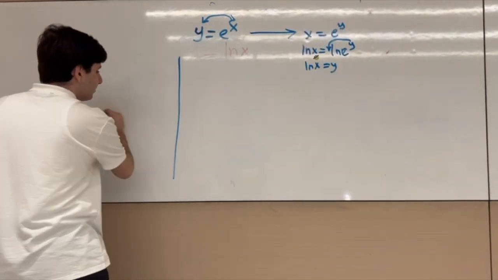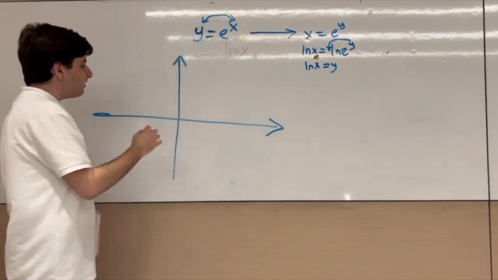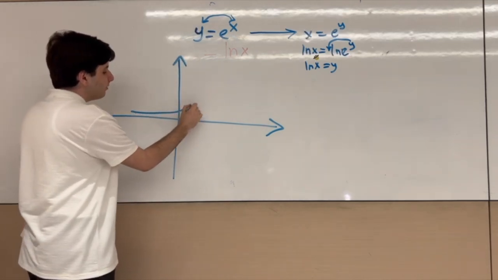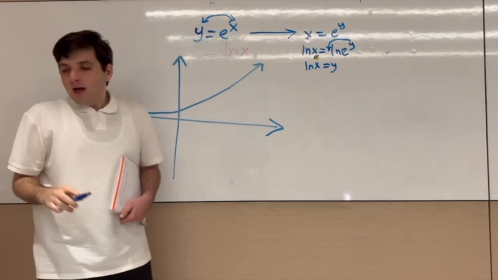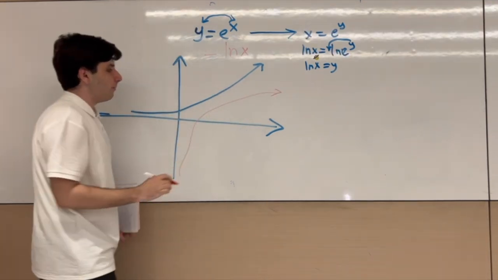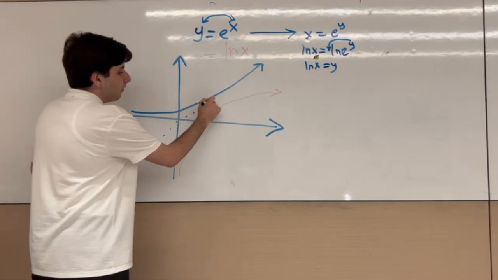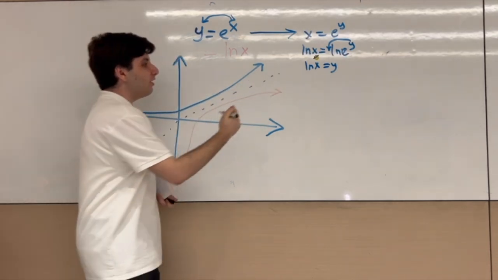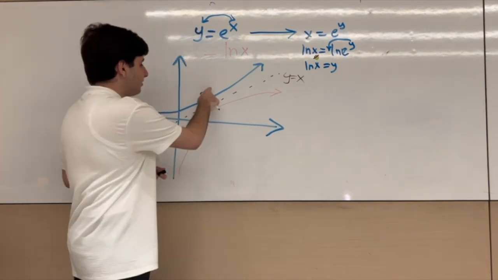If we graph this, there will be an interesting graph. Let's first graph e to the x. It has a horizontal asymptote as x goes to negative infinity. And when we graph ln x, we notice a very interesting thing here. It is symmetric to the function y is equal to x. That means that these functions are inverses.